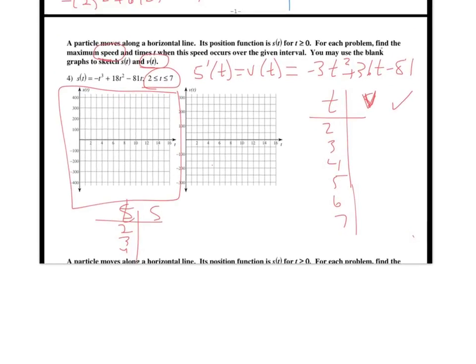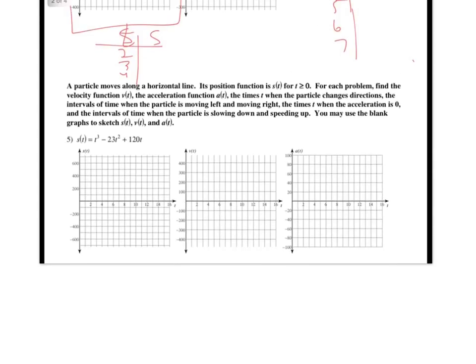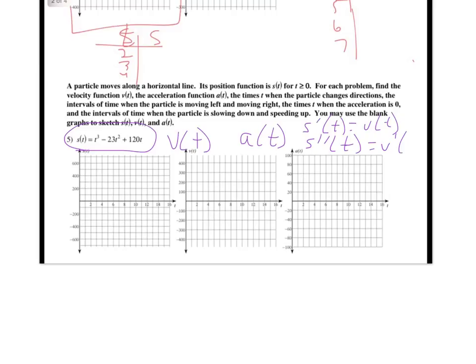Now, for number 5, it's talking about the displacement function again, and they've given you the displacement function s of t. They're asking you for v of t, which is the first derivative, and a of t, which is the second derivative. And so if you start with s prime of t, that's v. And if you take the double derivative s double prime, or even v prime, then that equals a, okay?